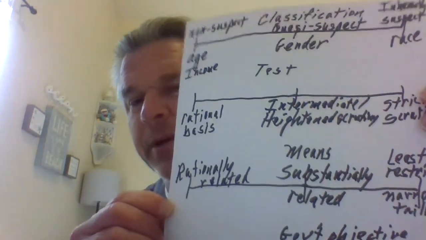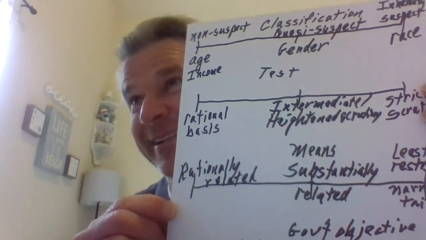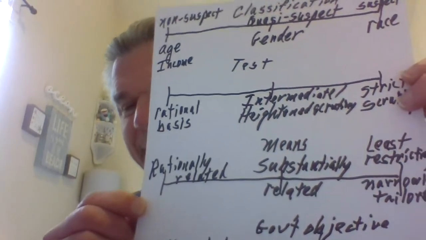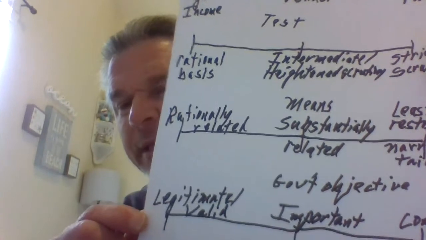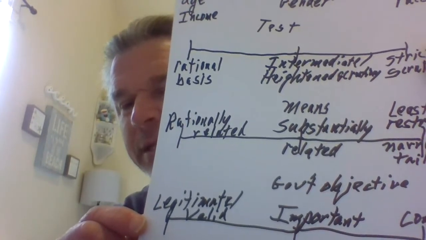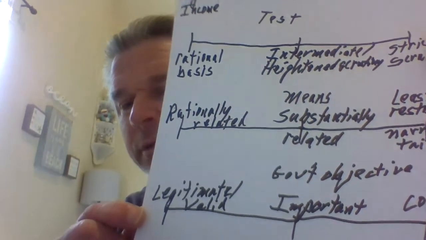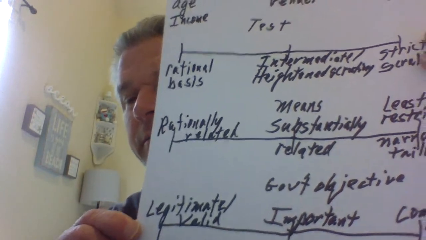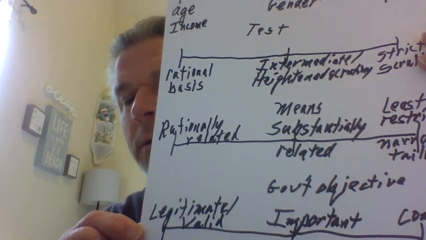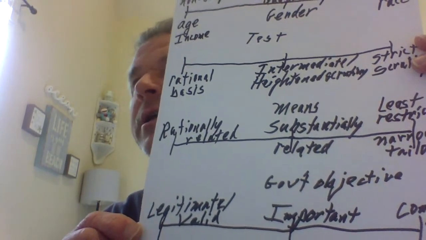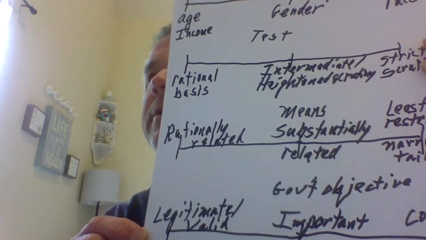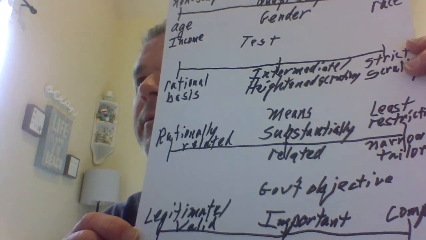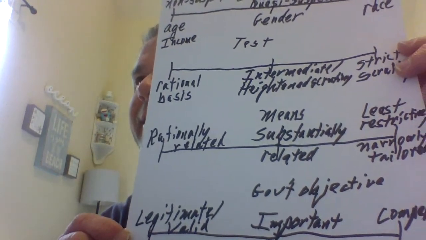We're going to bump up our level of scrutiny a little bit here. The policy is going to have to be a substantially related means of accomplishing an important government objective. So, what is the government objective here? There isn't one. No, there definitely is one. Why? Less drunk driving.